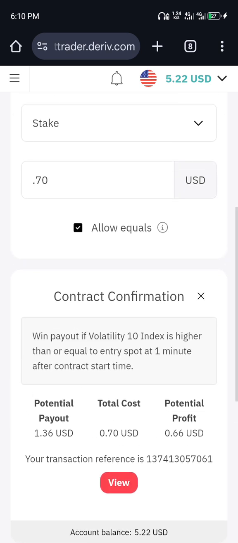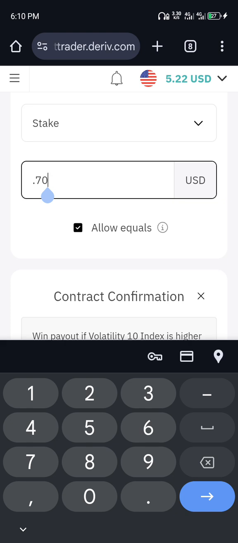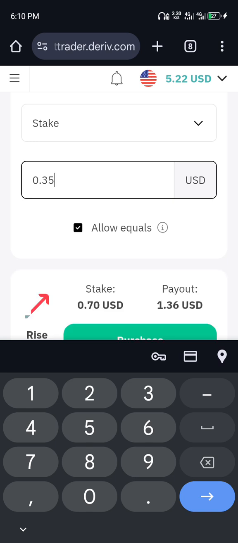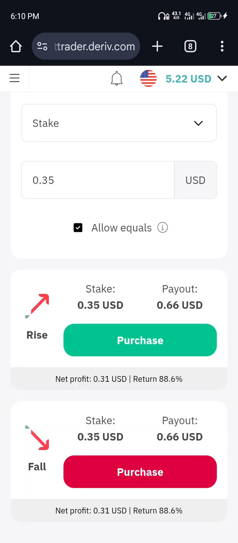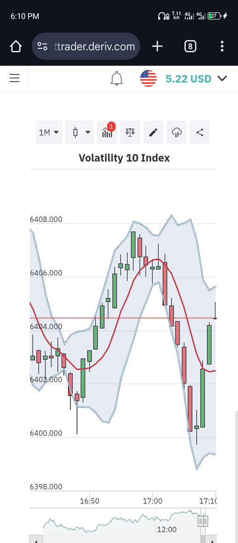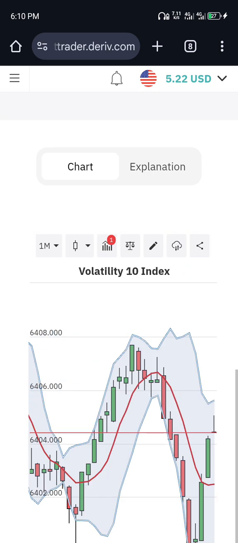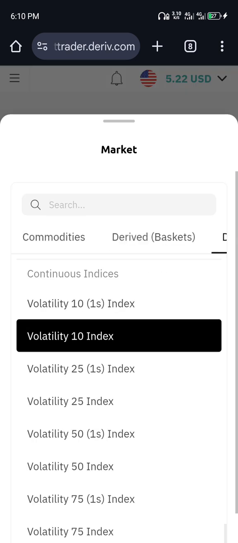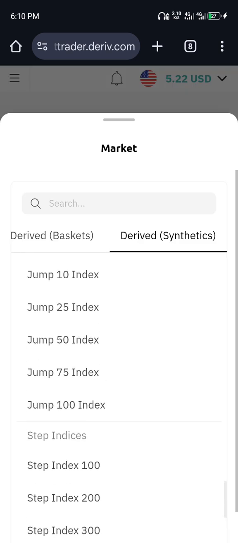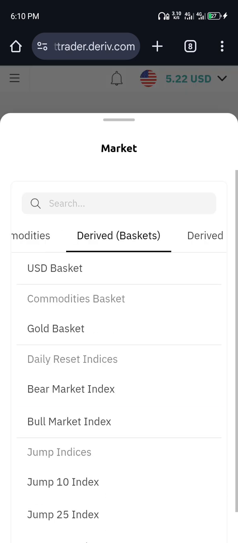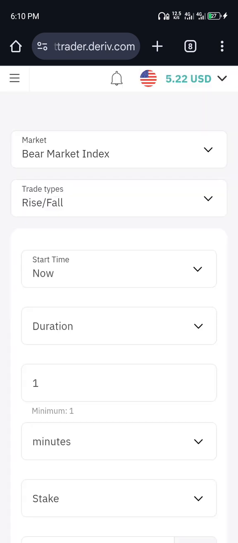All right. Whenever I have success, I return to the start. The start is 35 cents for this, my trading scale. So I return to the start, which is 35 cents. I check the market again. I don't see any need to remain there. I move on to check. I now move to daily reset indices to see if I can see something to trade here.